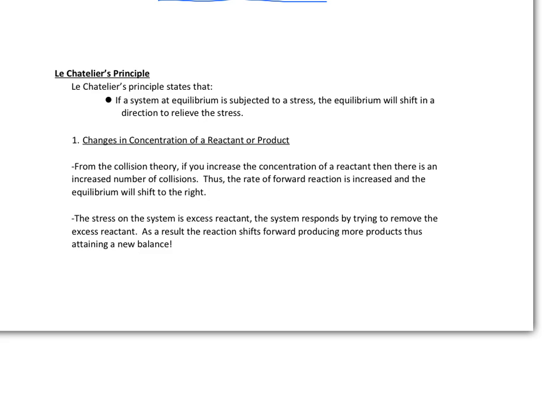We are going to look at each one of the stresses individually by starting with changes in concentration of a reactant or product. From the collision theory in the kinetics chapter, if you increase the concentration of a reactant, then there is an increased number of collisions due to an increase in the number of particles. Thus, the forward reaction rate is increased and the equilibrium will shift to the right. The stress on the system is excess reactant, and the system responds by trying to remove that reactant. In order to remove that reactant, the reaction shifts forward, producing more products, thus attaining a new balance.